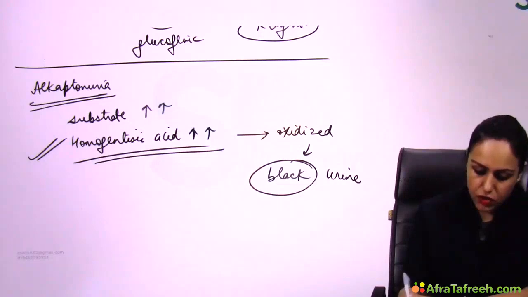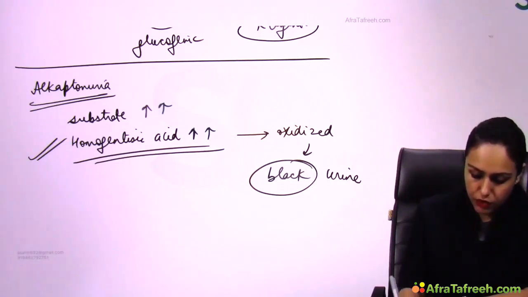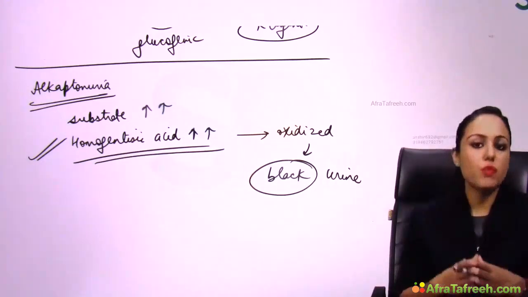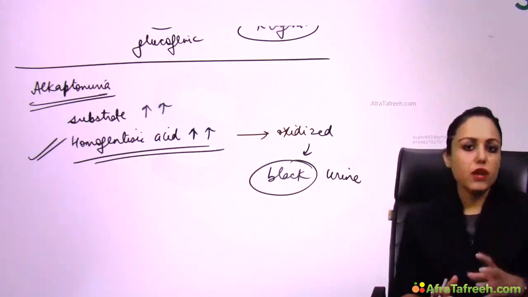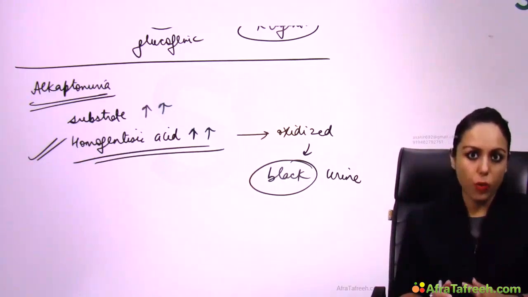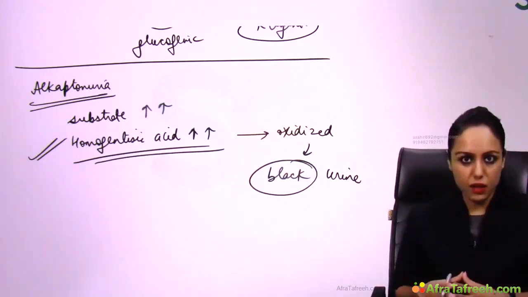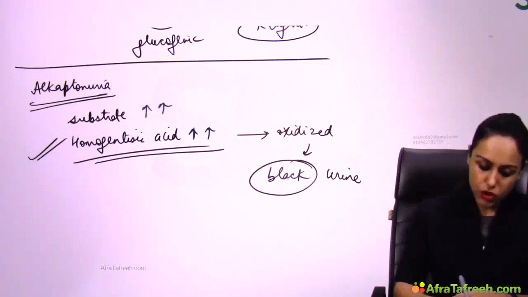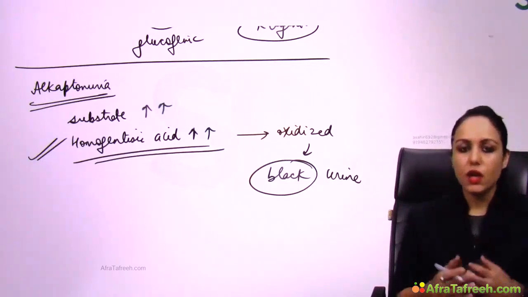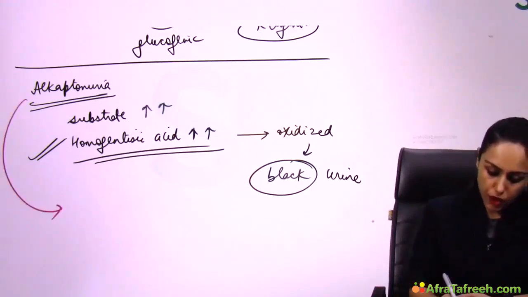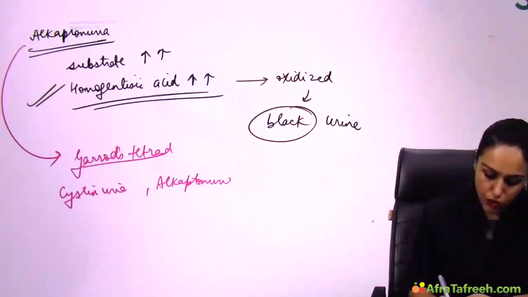and this homogentisic acid gets oxidized. When it gets oxidized, it will form a black colored compound which is coming in urine. So urine of these patients turns black on exposure to air. The fresh urine of these patients will be absolutely normal in color, but on standing it will be converted to black colored urine because of the oxidation of homogentisic acid which is coming in the urine of these patients, right? You also know that alkaptonuria is a part of Garrod's tetrad.